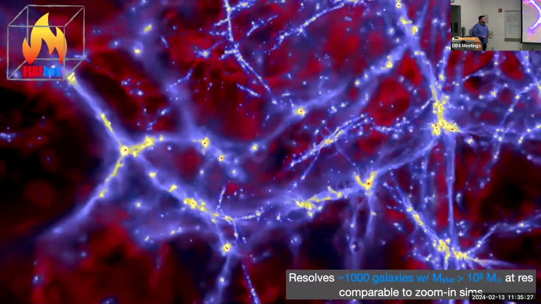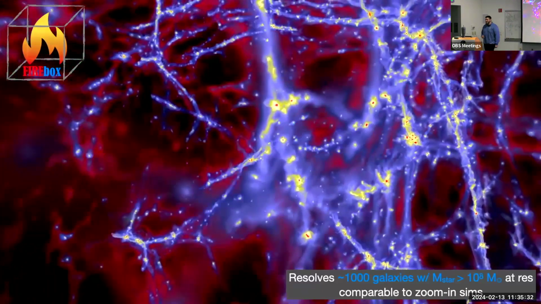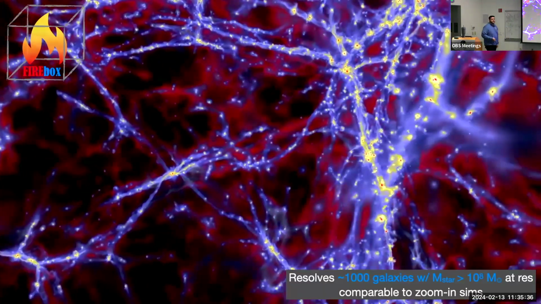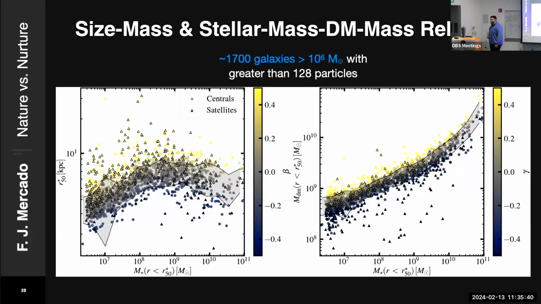The question that I want to answer with this larger scale simulation is how does environment affect certain scaling relations? Now we're moving to the nurture portion of this. I just want to share some preliminary work that I've been doing with the FIREbox data. It turns out that FIREbox has about 1,700 galaxies above 10 to the 6 solar masses with about 128 particles or greater.